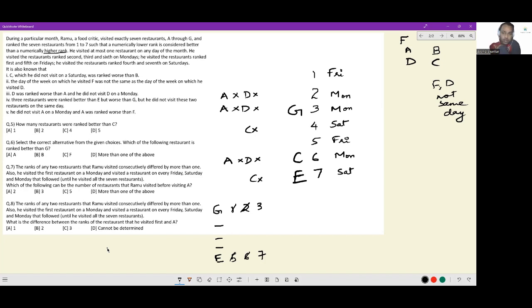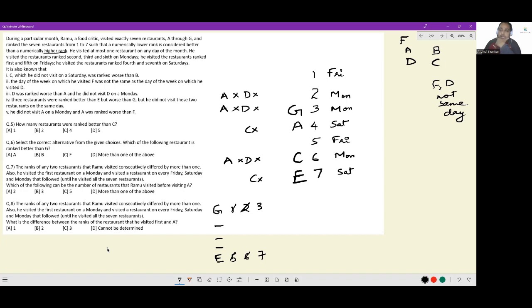Can A come on spot 1? No. No spot above it is there. Can A come on rank 2? No, because A was not on Monday. Can A come on spot 4? Yes. Can A come on spot 5? No, because there is no spot under it left. So A has to necessarily be here.